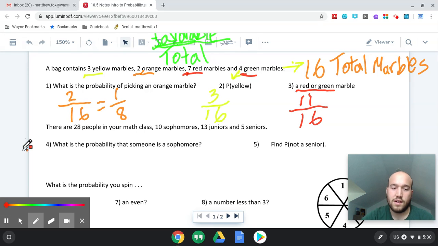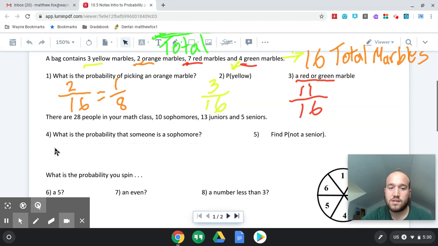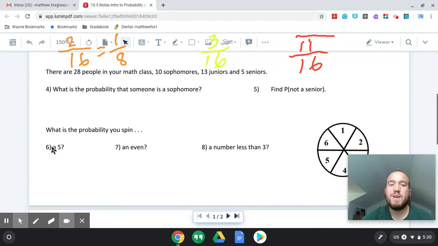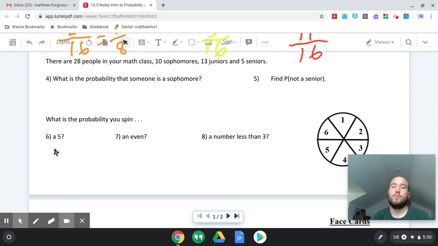Okay, so now let's take a look at another example here. It says 28 people in your math class, 10 sophomores, 13 juniors, and 5 seniors. So if you want to double check quick, 10 plus 13 is 23, plus 5, 28. Okay, 28 total. They're either sophomore, junior, or senior.